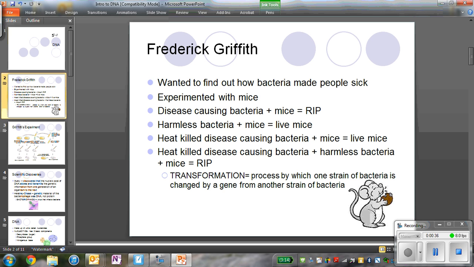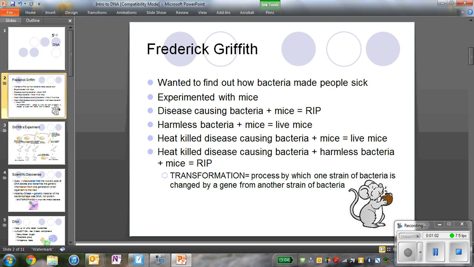First thing I want you to learn about DNA is how it was actually discovered. There were a few scientists involved in the discovery of DNA, one of them being Griffith. Griffith was setting out to see how bacteria made people sick. He knew that there were certain kinds of pneumonia that killed mice and certain kinds that didn't, but he really wanted to figure out why they were getting sick and ultimately dying.